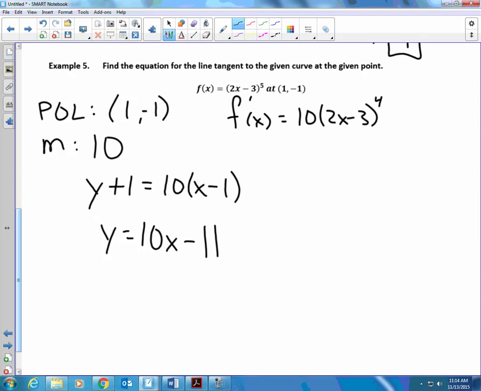You see how I get that? So then I plug in 1 for x, because we're wondering the derivative at an x value of 1. And 2 times 1 is 2 minus 3 is -1 to the 4th is 1 times 10 is 10.